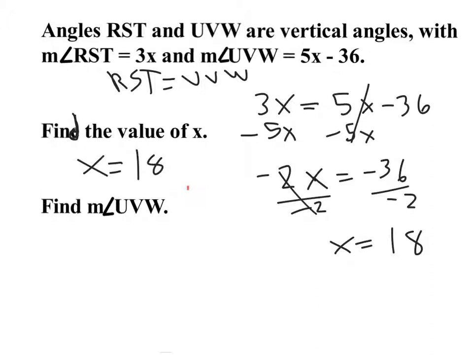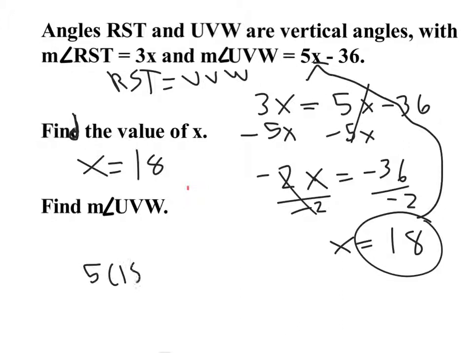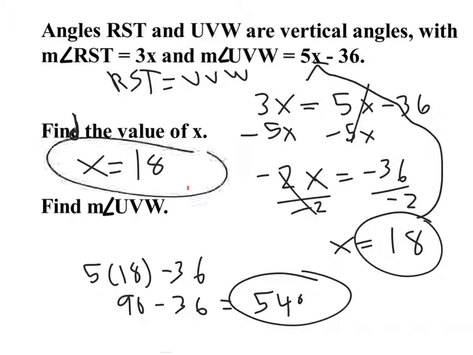It's 18. How do I find UVW? I take 18 and plug it in right there for x. So I do 5 times 18, subtract 36. What's 5 times 18? It is 90. 90 minus 36 is 54. So UVW is 54 degrees. So there's your two answers.